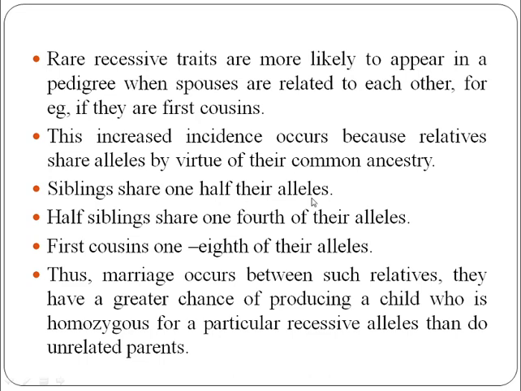Siblings share 1/2 of their alleles, half siblings share 1/4 of their alleles, and first cousins 1/8 of their alleles. Thus, when marriage occurs between such relatives, they have a greater chance of producing a child who is homozygous for a particular recessive allele than do unrelated parents, and thus the trait will be passed on to the child and the child would be affected with that trait.